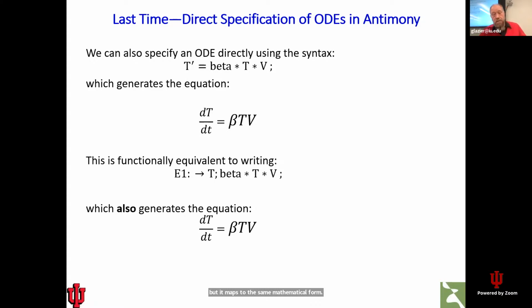You can specify ODEs directly. It's equivalent to writing nothing goes to A, at least functionally it is. T prime equals beta times T times V will give you dT by dt equals beta times T times V. That's functionally equivalent to writing E1 colon, arrow goes to T, semicolon, beta times T times V. It's really a question of what you prefer to write and how you want to write it.